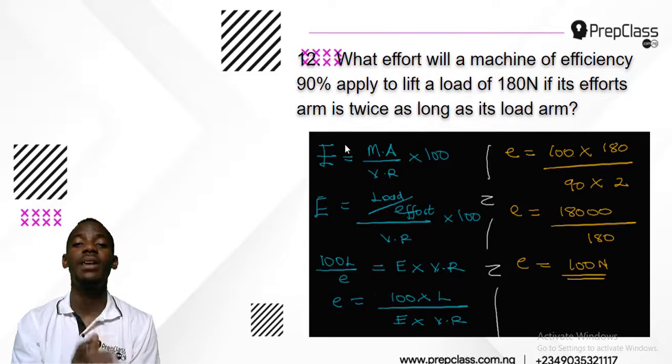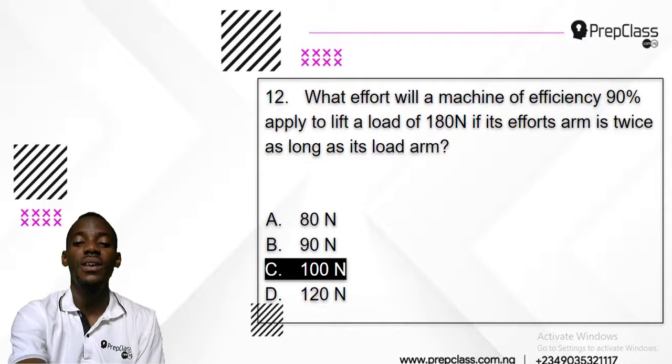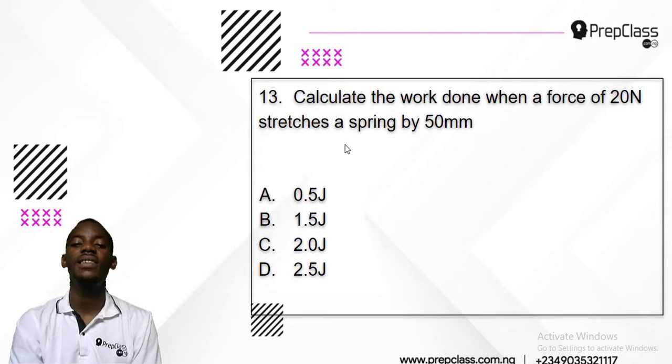I'm usually asked about this part of machine, and please take note of it. Take super note of the formula. Let's go to number 13. So the answer for number 12 is C. Number 13 says calculate the work done when a force of 20 newtons stretches a spring by 50 millimeters.